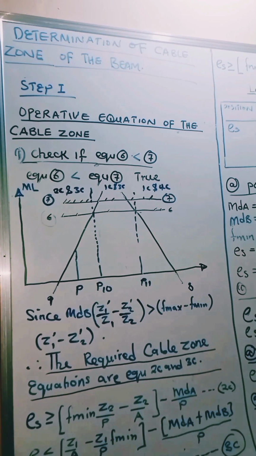Now let's go ahead with what we have. We've already known the operative equations of the cable zone, which are equation 2C and equation 3C. We have it there. So now let's substitute the value of bending moment at various sections across the beam. We'll start with the first section, 0, for that is 0. Then we'll start with section 0.1 L. Let's look at it and substitute values so that we can obtain the required eccentricity at every position along the beam.